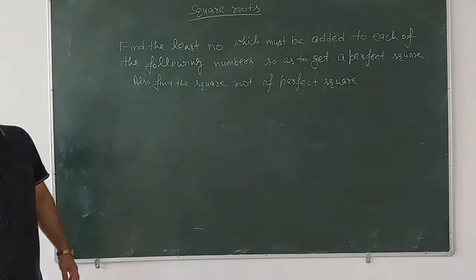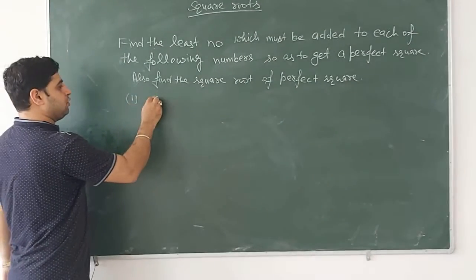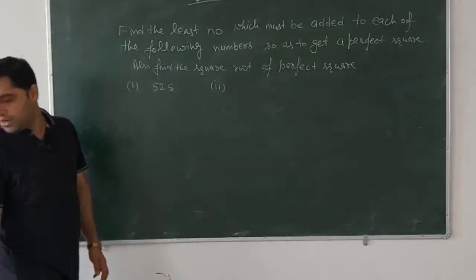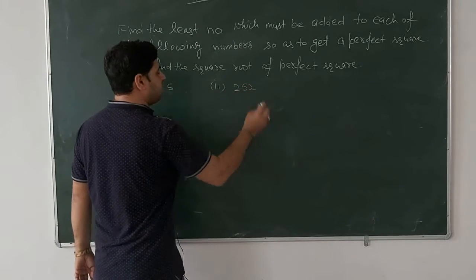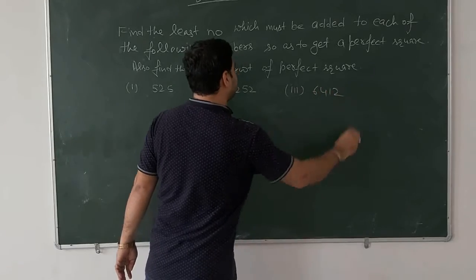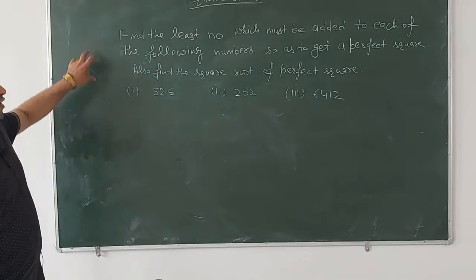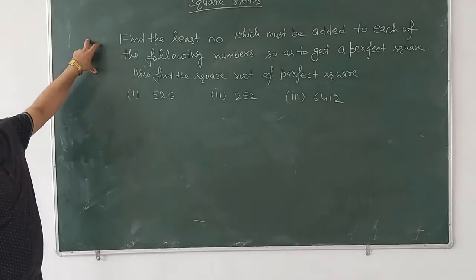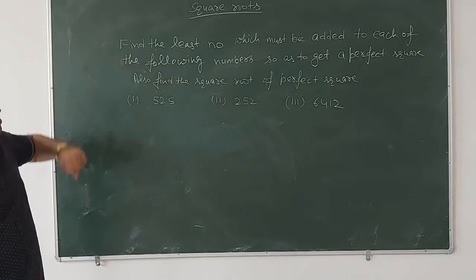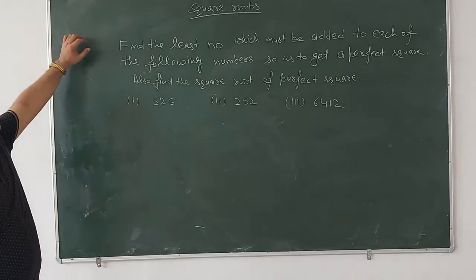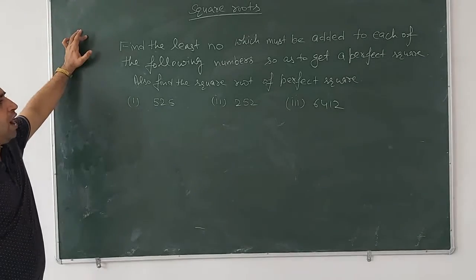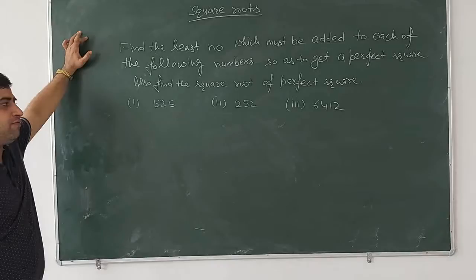I have taken 3 questions. First question 525. Second question 252. Third question 6412. In the previous video we found the least number which must be subtracted. This time find the least number which must be added to each of the following numbers so as to get a perfect square. Also find the square root of the perfect square.